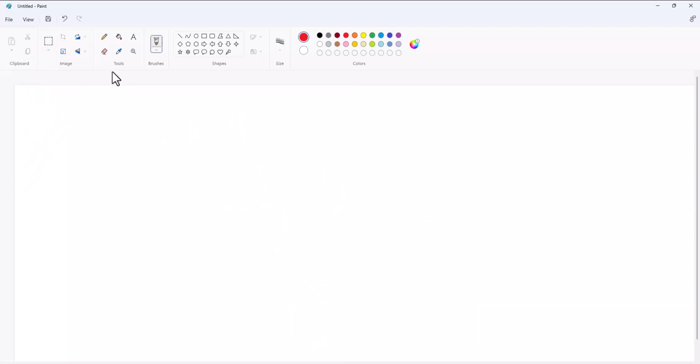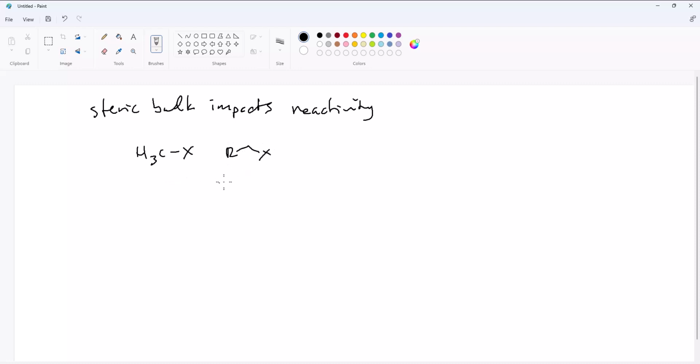Now, backside attack also has some implications in rate and in sterics. So what we see is that steric bulk impacts reactivity. So we already saw that, say, a methyl halide, we'll just call it a general halide, and a primary halide will both do SN2 mechanisms. And one of the reasons for this is because it can't do an SN1 mechanism. That carbocation would be unstable.